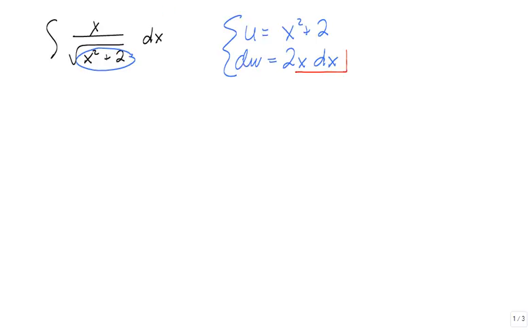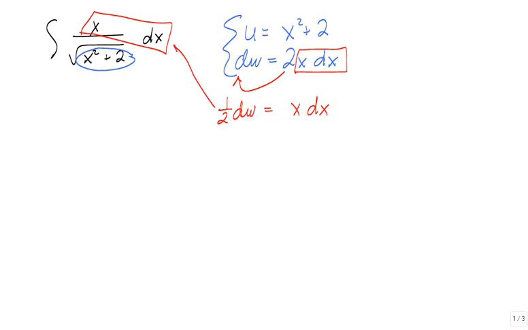Well, look what I have right here. I have an x dx, and that's right here. So what I can do is bring this 2 over and make this substitution. Instead of x dx there, I'm going to write 1/2 du, and on the bottom is going to be the square root of u. So I substitute in the du and I substitute in the u.